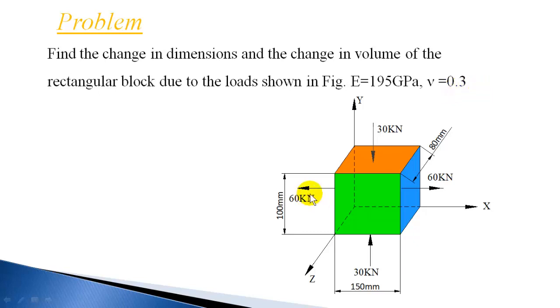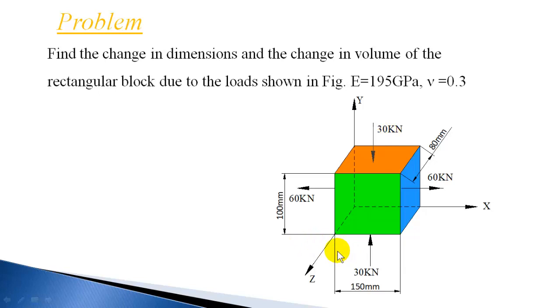So the block is subjected to load in x direction and y direction. In z direction no load is acting. In x direction 60 kilonewton is acting, in y direction 30 kilonewton. The x direction load is tensile, 60 kilonewton tensile, and the y direction load is compressive. Both the forces are acting towards the block, so it's compressive, 30 kilonewton compressive.